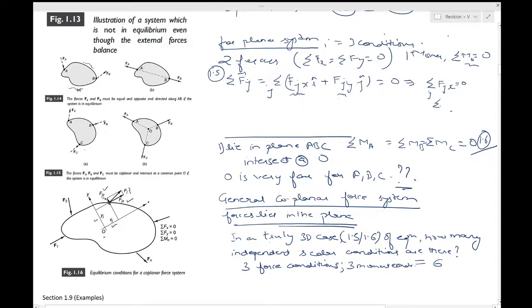Similarly, sigma Fjy is equal to 0. This is called 1.7. 1.7, as you see, is a special case of 1.5 for a coplanar force system, when all the forces are lying in one plane. Okay. Similarly, you can write 1.6.